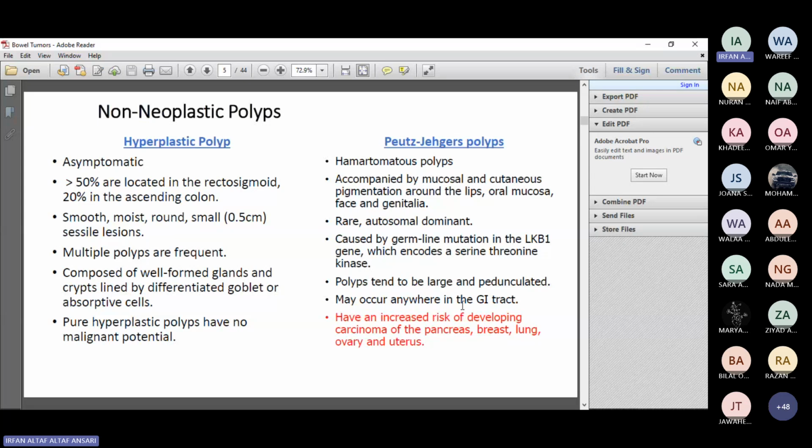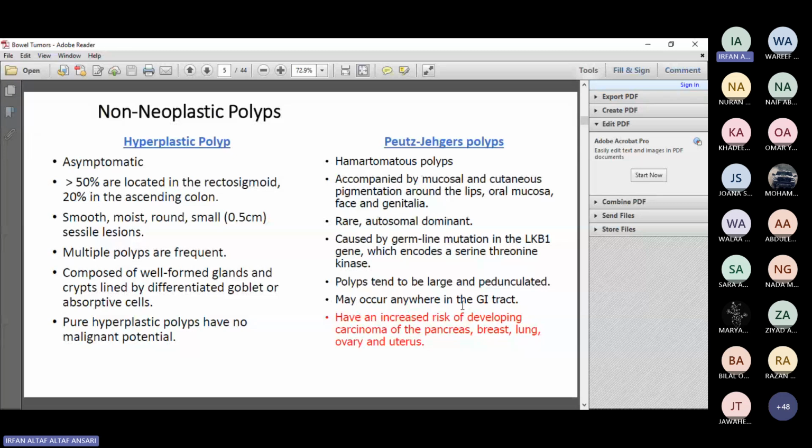This is one of the very important features to diagnose. You have a long scenario, and with just one thing you can pick the diagnosis: pigmentation around the mouth, genitalia, and the mucosa. They are rare, and their mode of transmission is autosomal dominant. They are caused by germline mutation in the LKB1 gene, which encodes a serine threonine kinase.